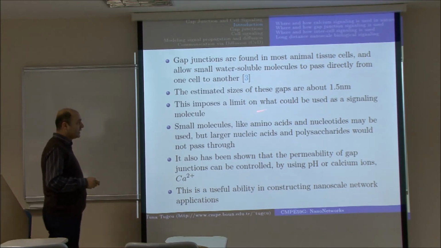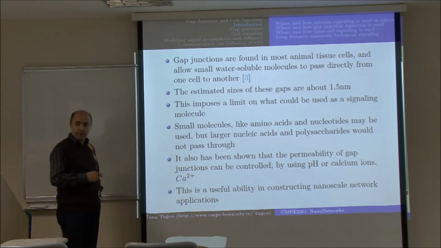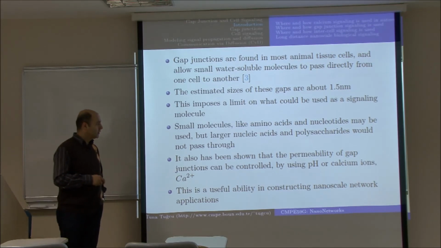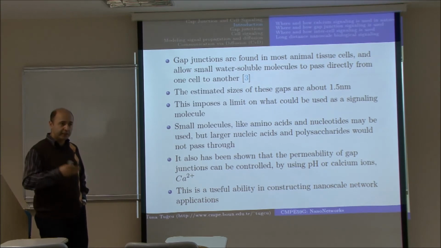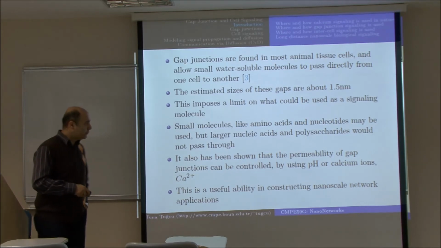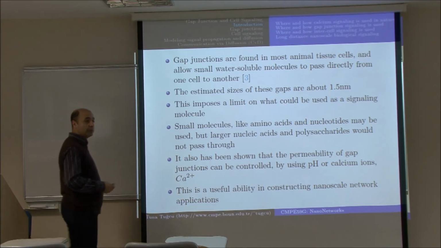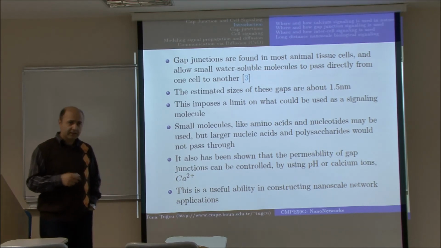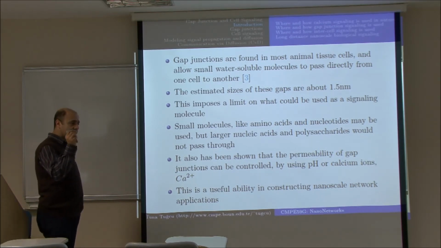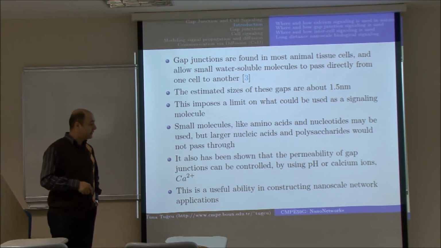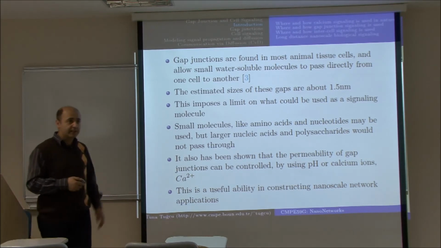These small molecules, like the amino acids or the nucleotides, may be used for triggering the neighbor cells, but larger nucleic acids and polysaccharides typically would not be able to pass through these narrow gap junctions. It has also been shown that the permeability of the gap junctions can be controlled by the cell by making use of the pH or calcium ions, and also the polarity on the cell membranes. So this is a useful ability for the cells to communicate with their neighbors.